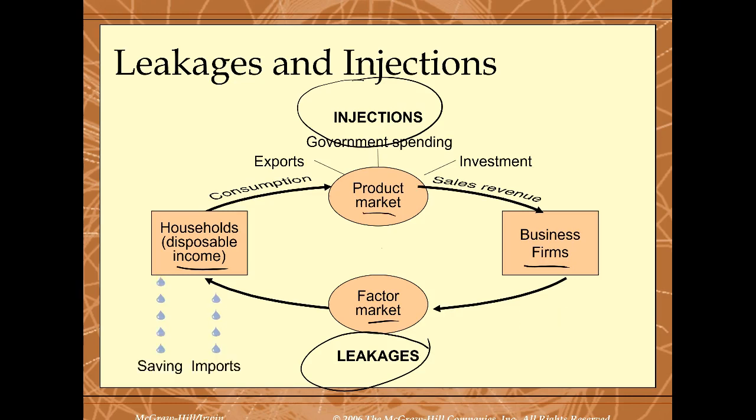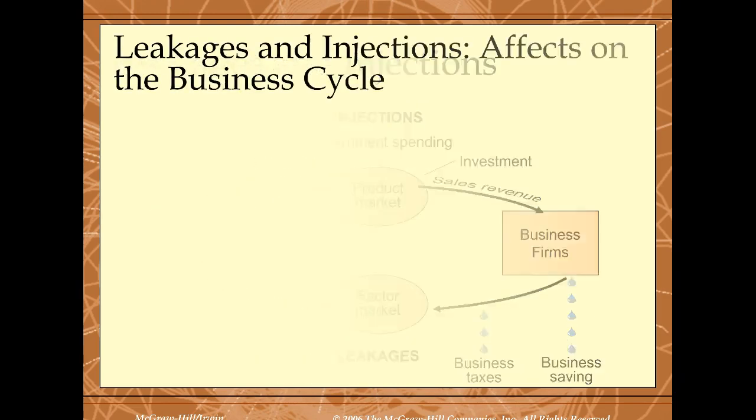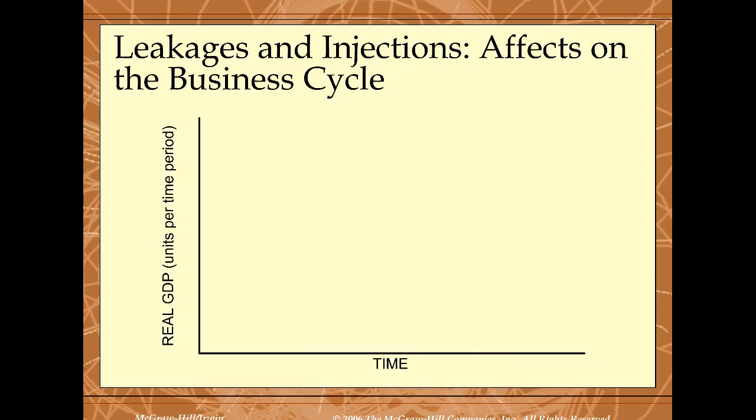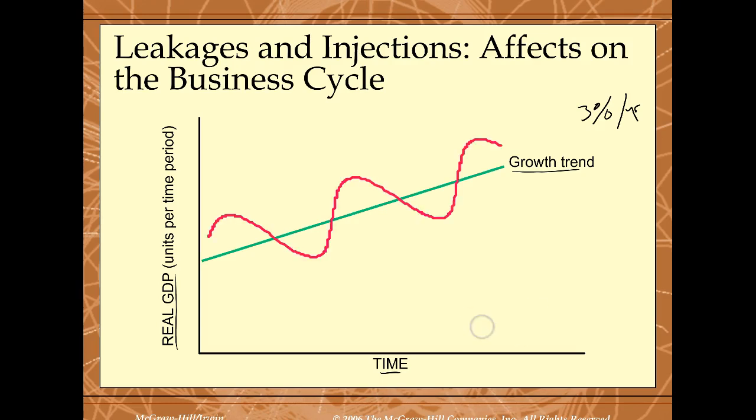Well, let's look at it a different way. Here are the leakages and the injections, right? Let's look at it from a line graph. So here we have time on the horizontal axis, and let's say we have the level of economic activity, real GDP. And we could see over time, it grows at a certain rate, but it's not this predictable. In other words, the economy can grow on average, let's say 3% per year. But some years it grows a little faster, some years it grows slower, and the actual growth rate looks like this, right? It grows around the trend.